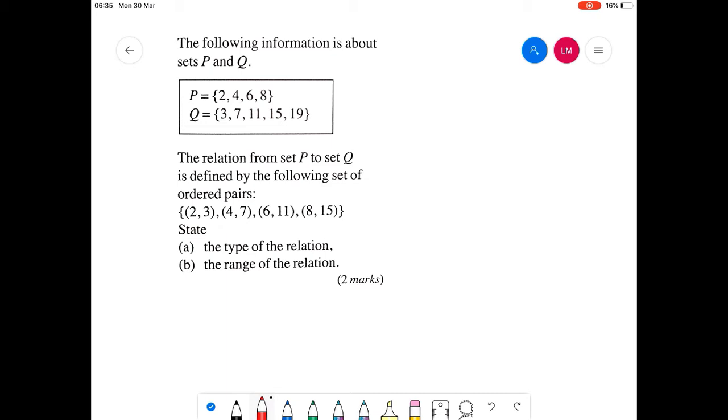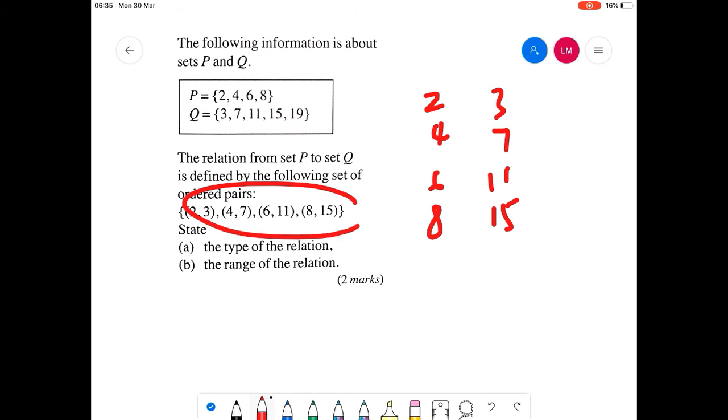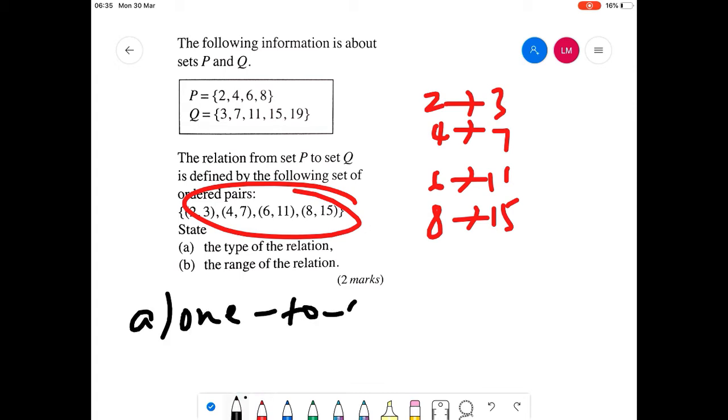This question we can do very quickly, by changing them into two diagrams: 2, 4, 6 and 8, 3, 7, 11, 15. This question is very easy, because all the values are non-repeating, each value only appears once. If you want, you can sketch the Venn diagram, incomplete, very quickly, so you can see the relation is actually a one-to-one relation. Well, for the second part, you are asking for the range.